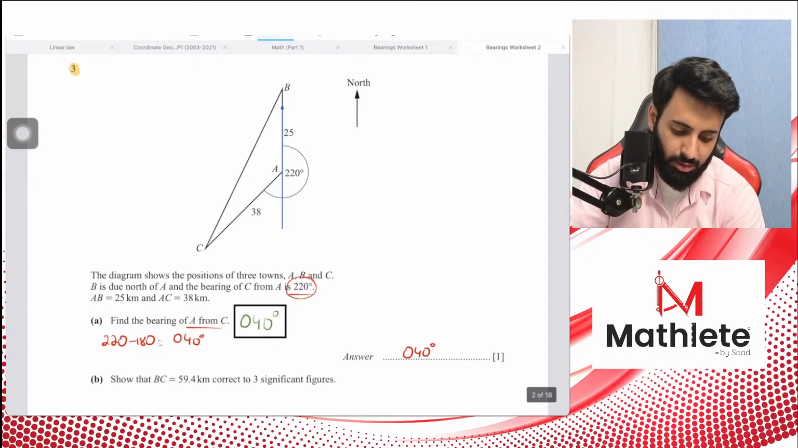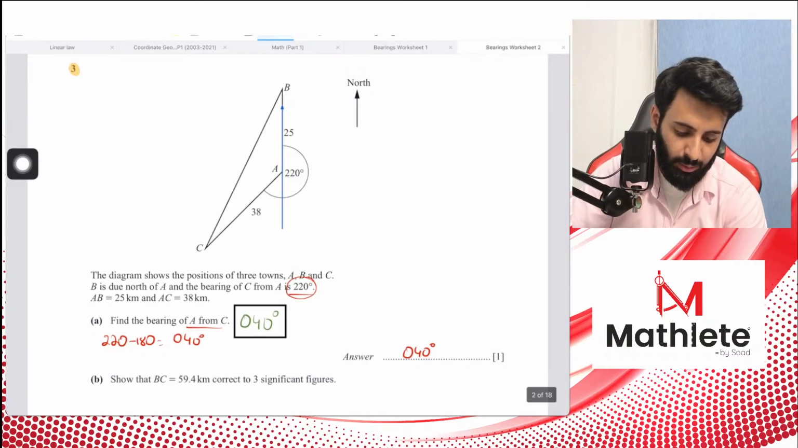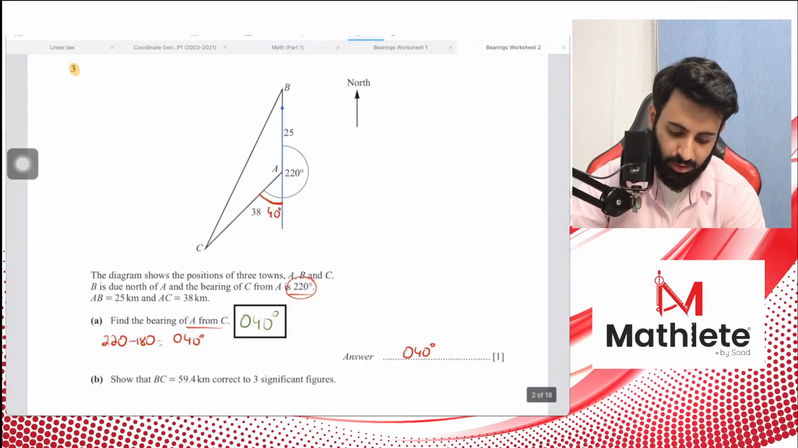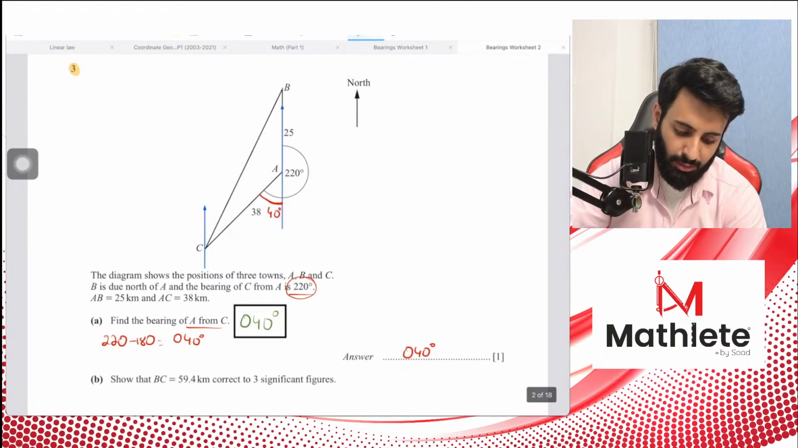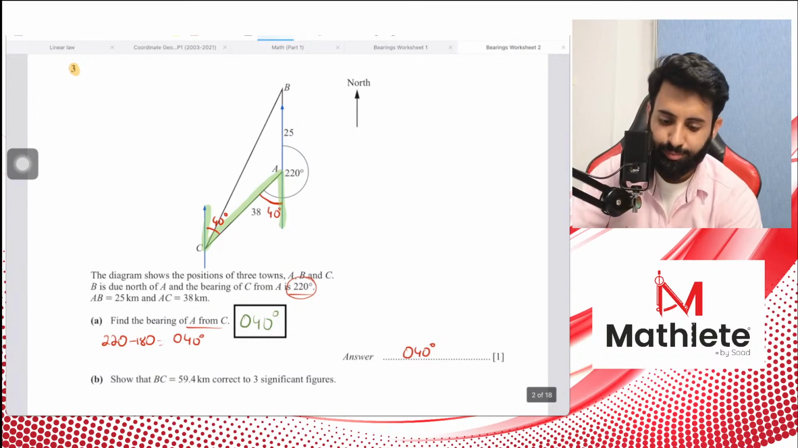Now in case you're wondering why I extended this, I'll tell you. This angle we can work out by doing 180 minus 220 minus 180. So that's equal to 40 degrees. Then if you make a north at C, which you will have to if you're doing it this way, then you'll realize that you have a pair of alternating angles. And this angle is also 40 degrees. And that's it. That's your answer.